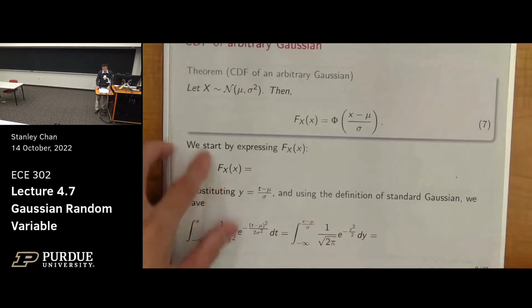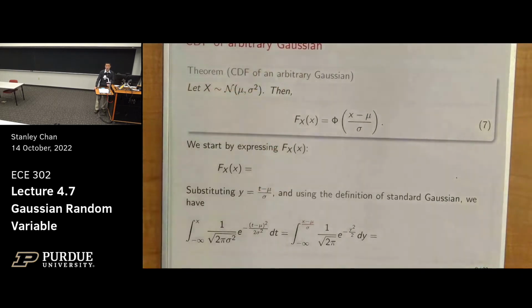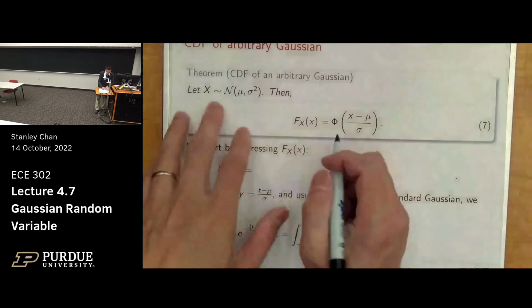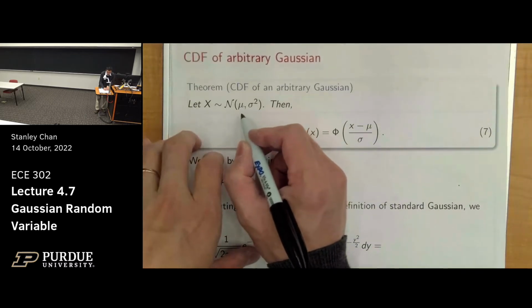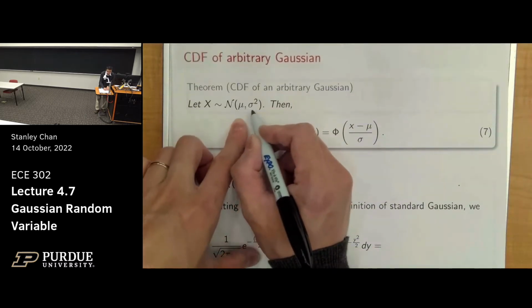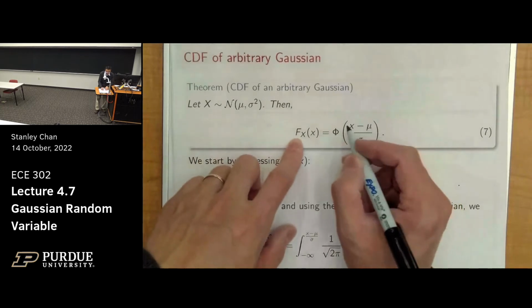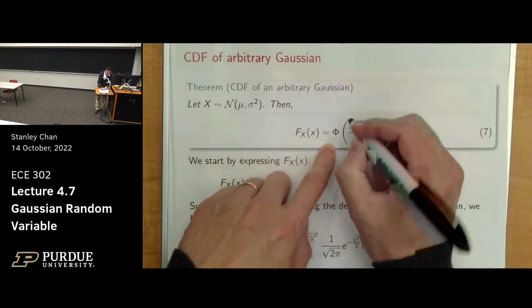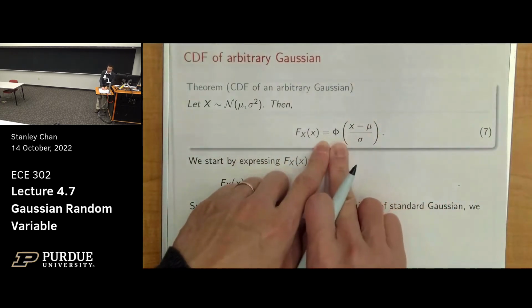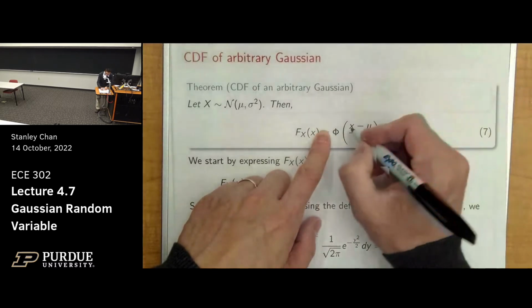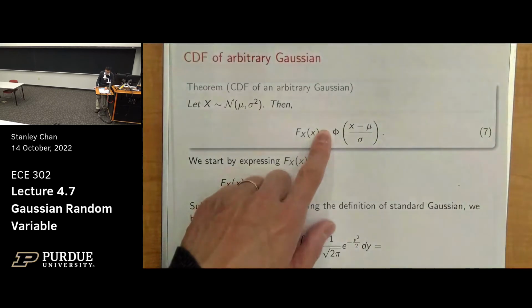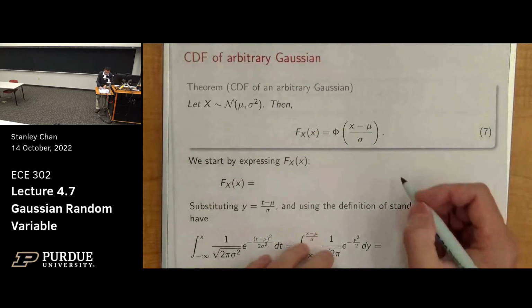The CDF of an arbitrary Gaussian function can be evaluated using the standard Gaussian CDF in the following way. So if x is a Gaussian random variable distributed according to the mean of mu and variance of sigma squared, then the CDF of this x can be written in terms of the standard Gaussian. This is the phi function. So you have phi of x minus mu divided by sigma. So why is this the case?